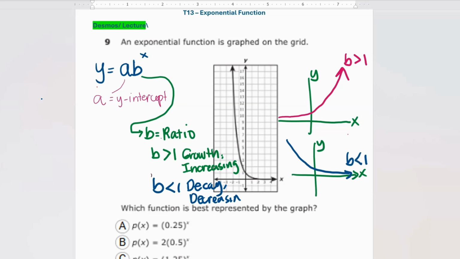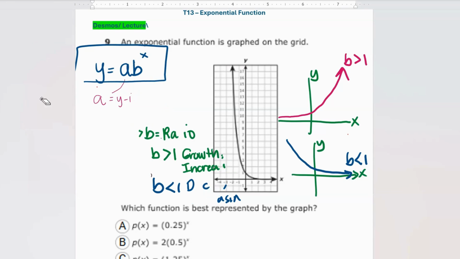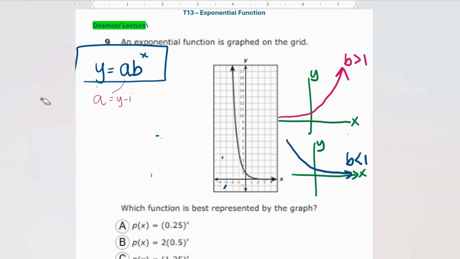Now again, this formula is given on the STAAR test. You don't have to look for it. But how do we know if it's increasing or decreasing? Let me erase this part here. So there are two things. This formula can be written in two ways.